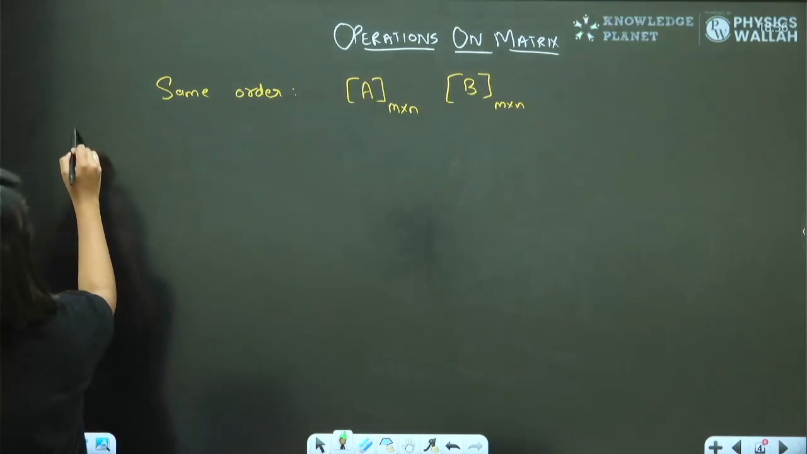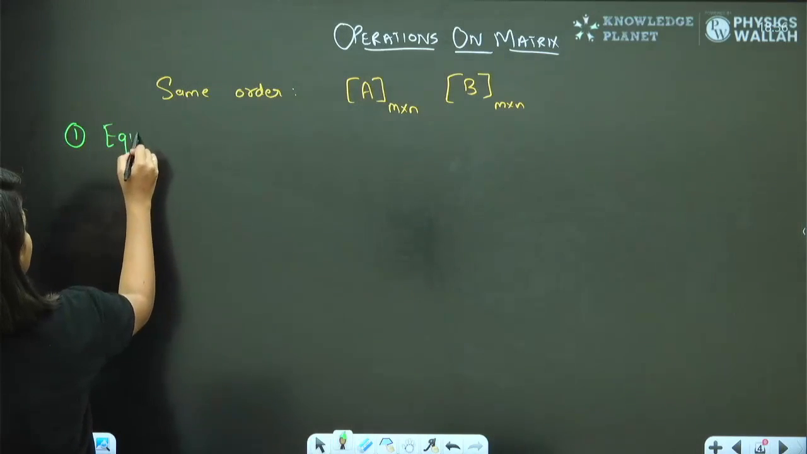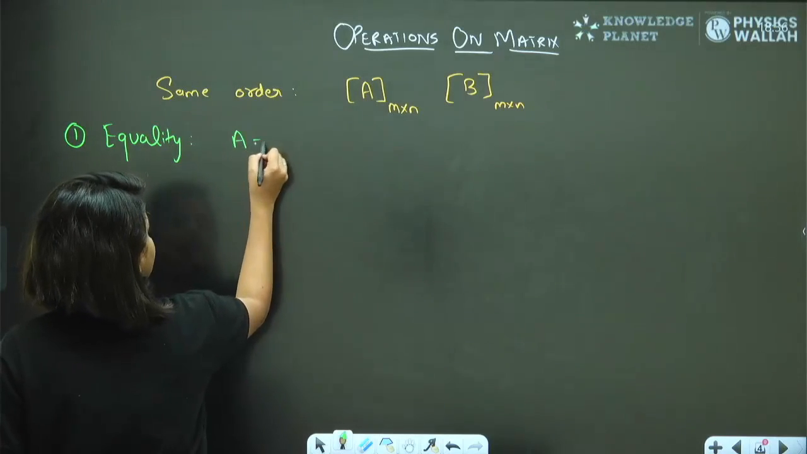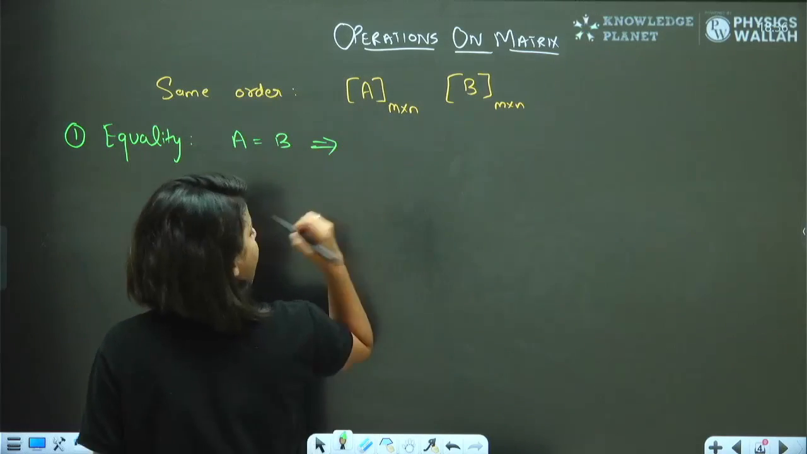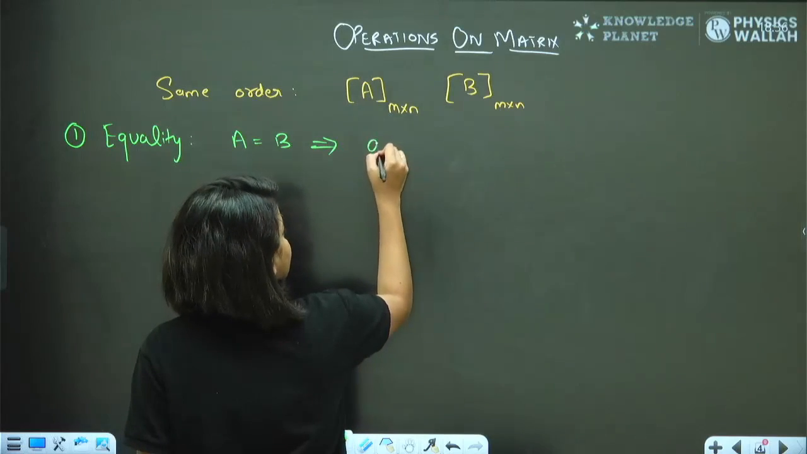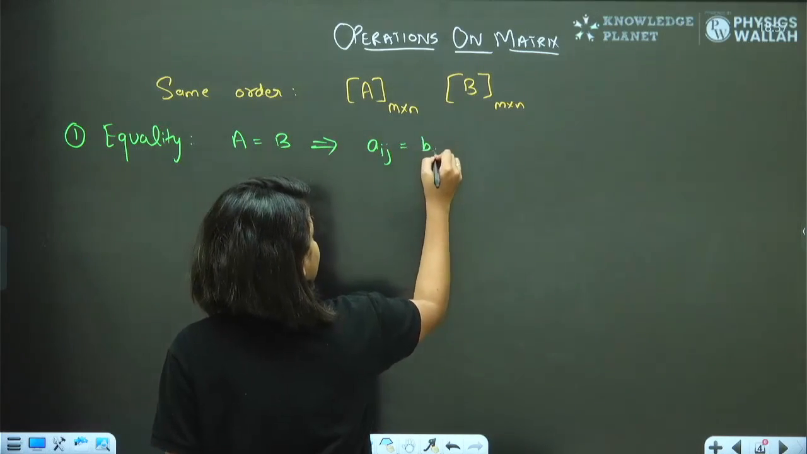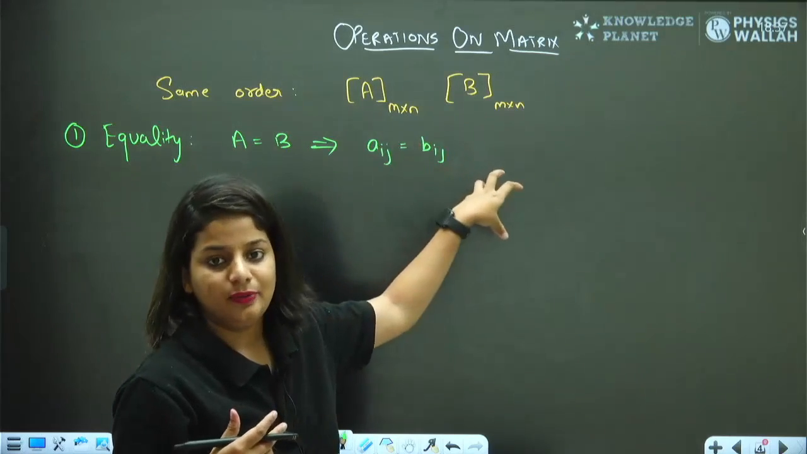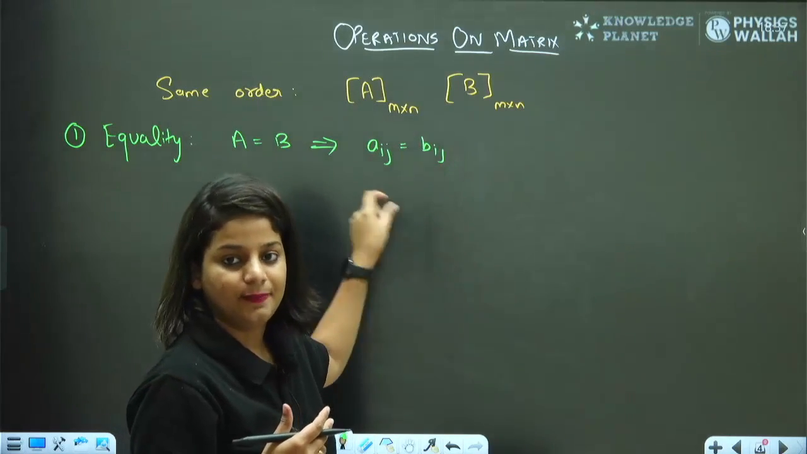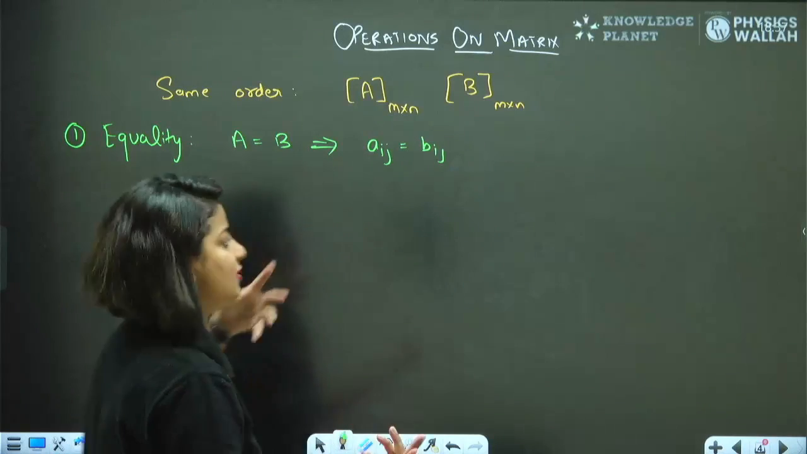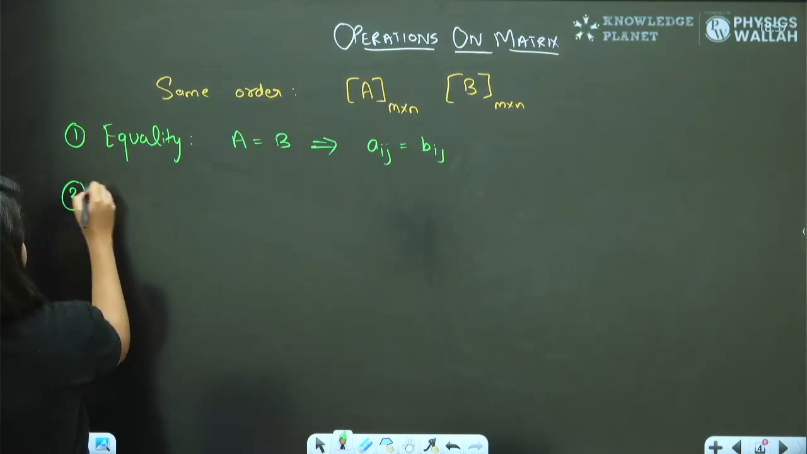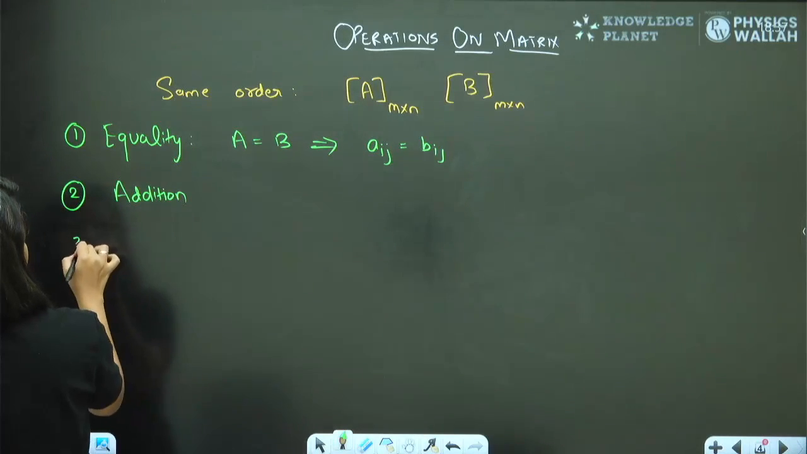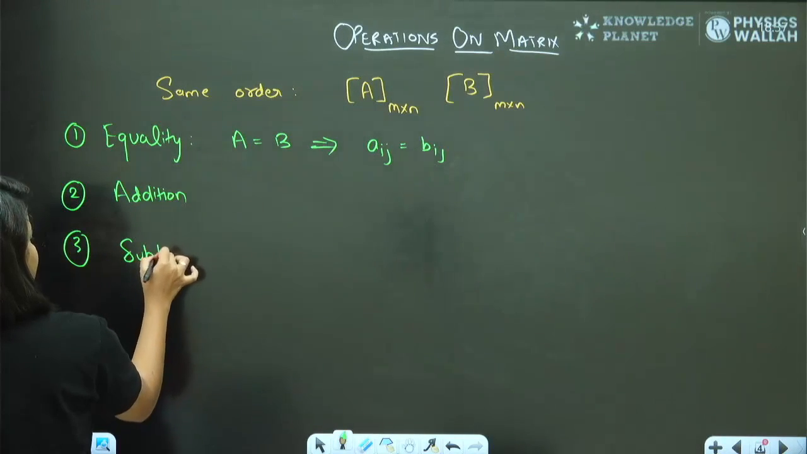So the very first operation is equality of matrix. What is equality of matrix? When you equate any two matrices, what ultimately happens is the corresponding elements get equated. The first row, first column will get equated with the first row, first column simultaneously. First element with first, second with second, and so on. We will see examples, don't worry. Similarly, guys, addition and subtraction.